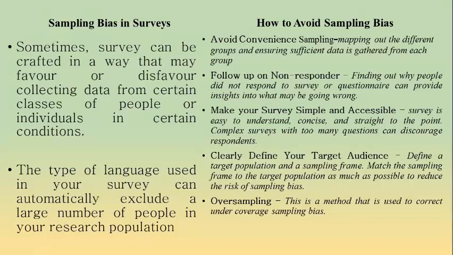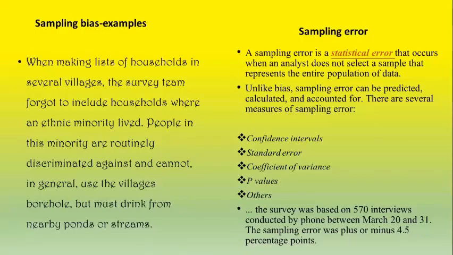But sometimes there is, of course, oversampling. You must do this oversampling. This is a method that is used to correct undercoverage. It is just the opposite of undercoverage. For undercoverage, what you can do is oversampling. That is, you deliberately gather more data from the groups that you think have been poorly represented. So these are the various ways in which you can do away with sampling bias.